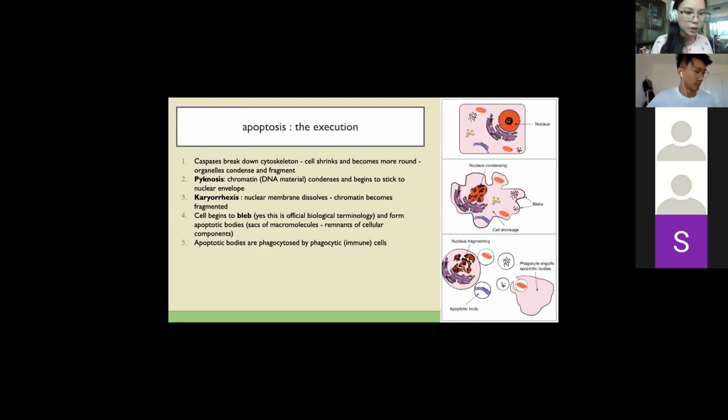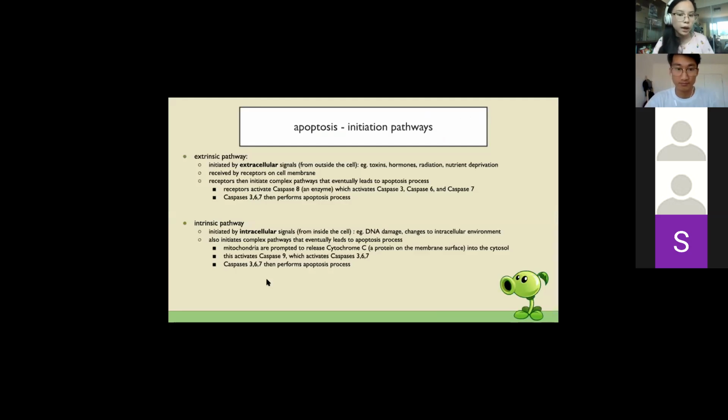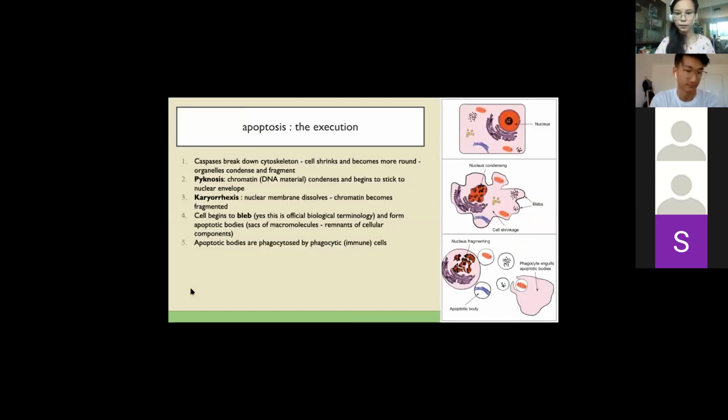Somebody asked, do we need to know which specific caspases? I don't remember it being too important, and I don't remember it coming up on a question. No, I think just know the differences in how the extrinsic and intrinsic pathways are started, so where the signals come from, basically. And I think that's it for the execution.